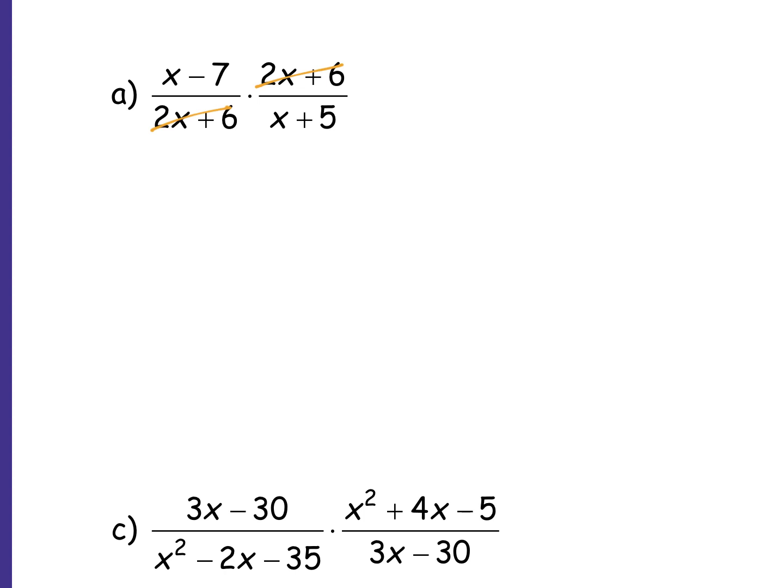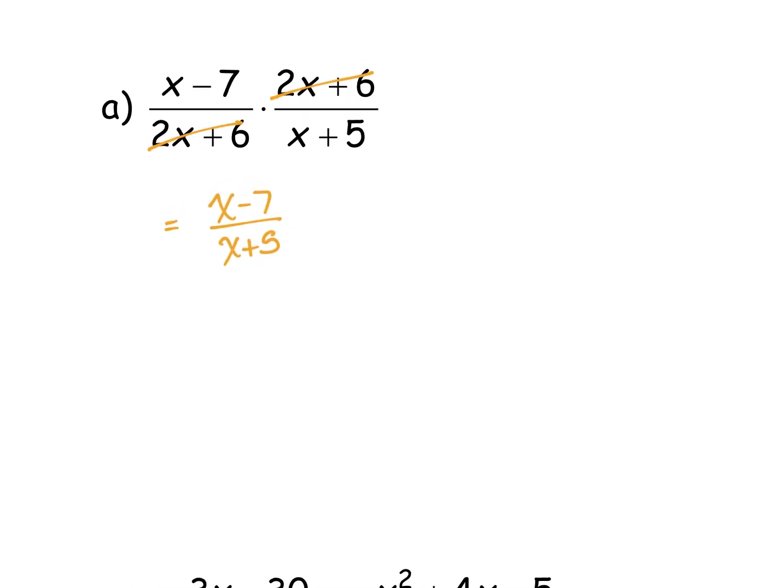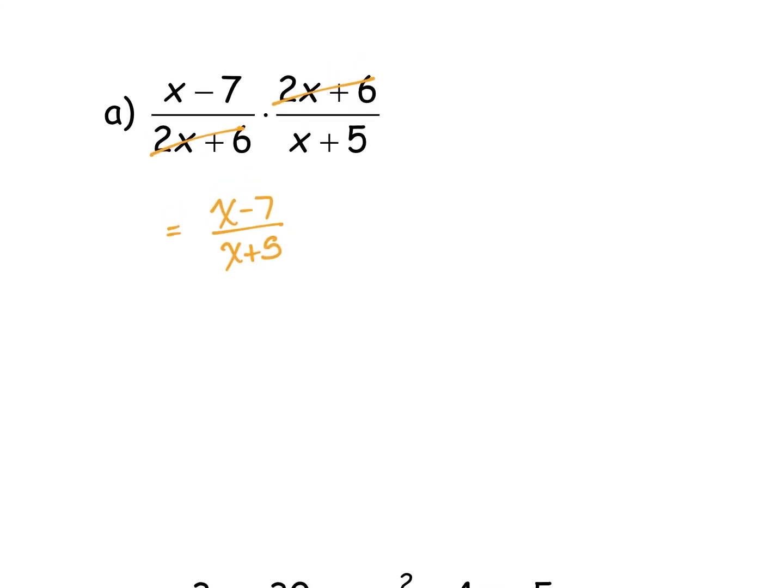So in this case, I might not factor the 2x plus 6. I'm just going to cross it off. Does that make sense? So my answer for A is just what's left because there's no factoring in what's left. So x minus 7 and x plus 5. And that's it. Just because I can look at it and say, oh, well, I have the same thing in the top and the bottom, and that makes it 1.